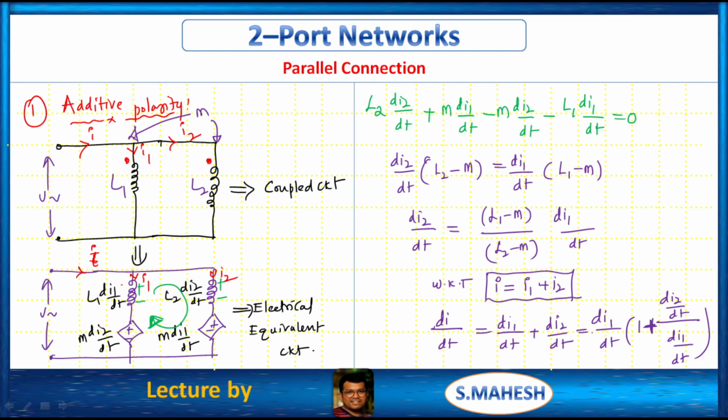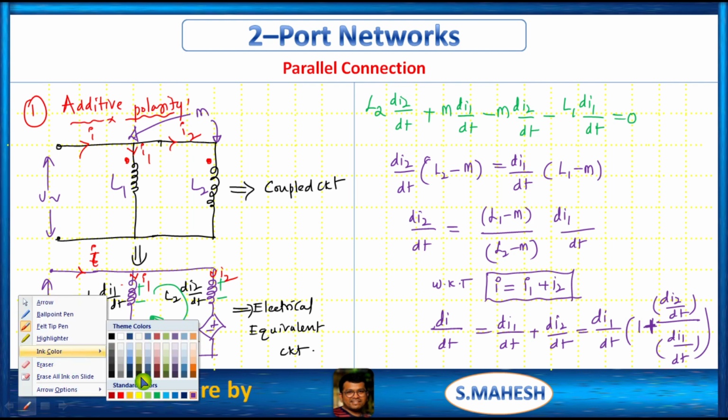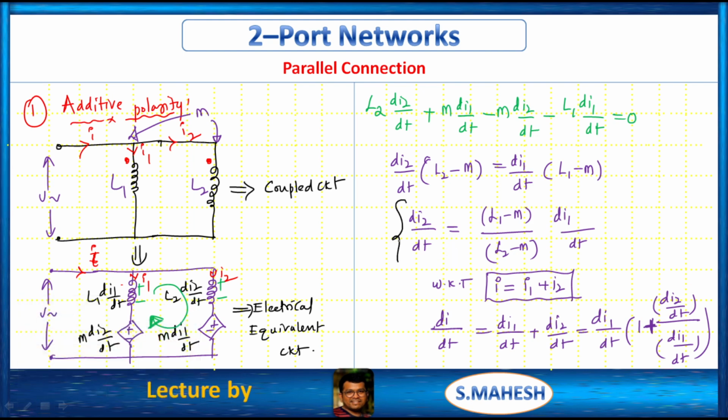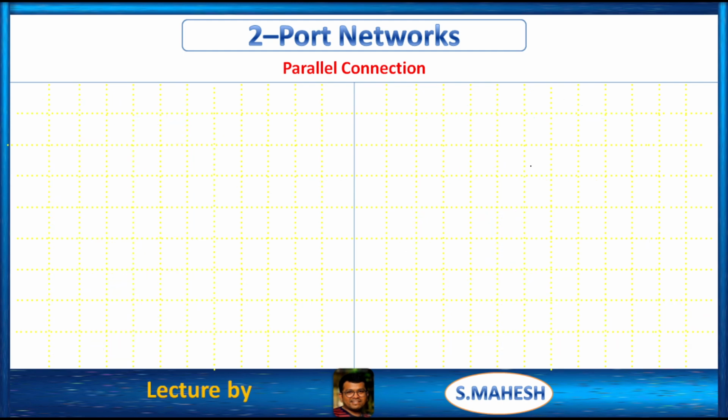Yeah, di1 by dt gets common, therefore 1 plus di2 by dt by di1 by dt. So in place of di2 by dt, from this, di2 by dt by di1 by dt is nothing but what? From this, then we can substitute this equation into this, right? In place of di1 by dt, 1 plus di2 by dt by di1 by dt is nothing but what? L1 minus M by L2 plus M, right?